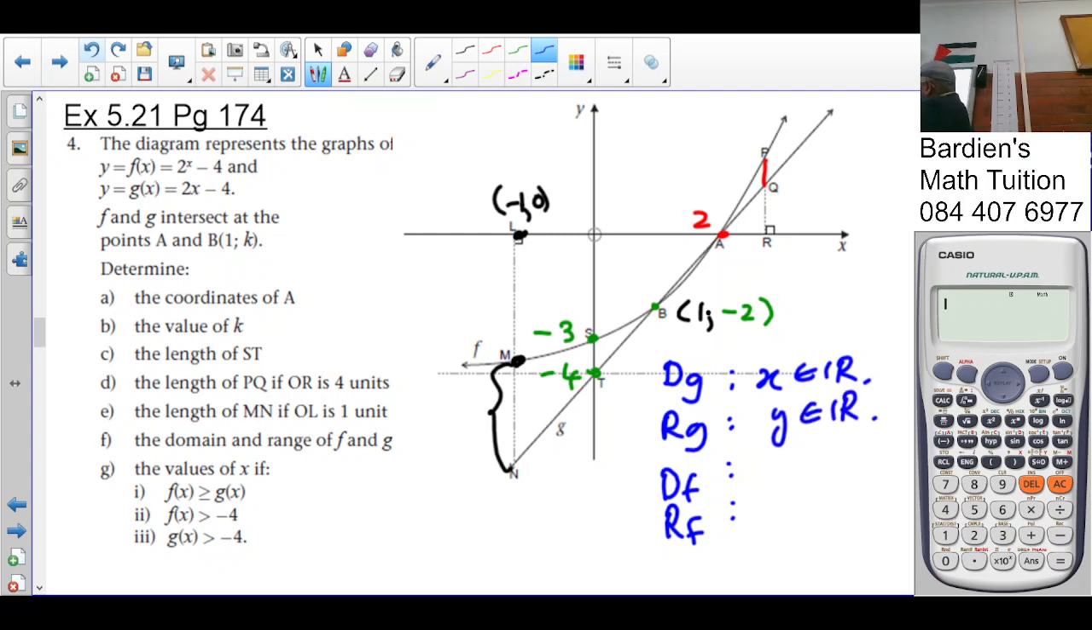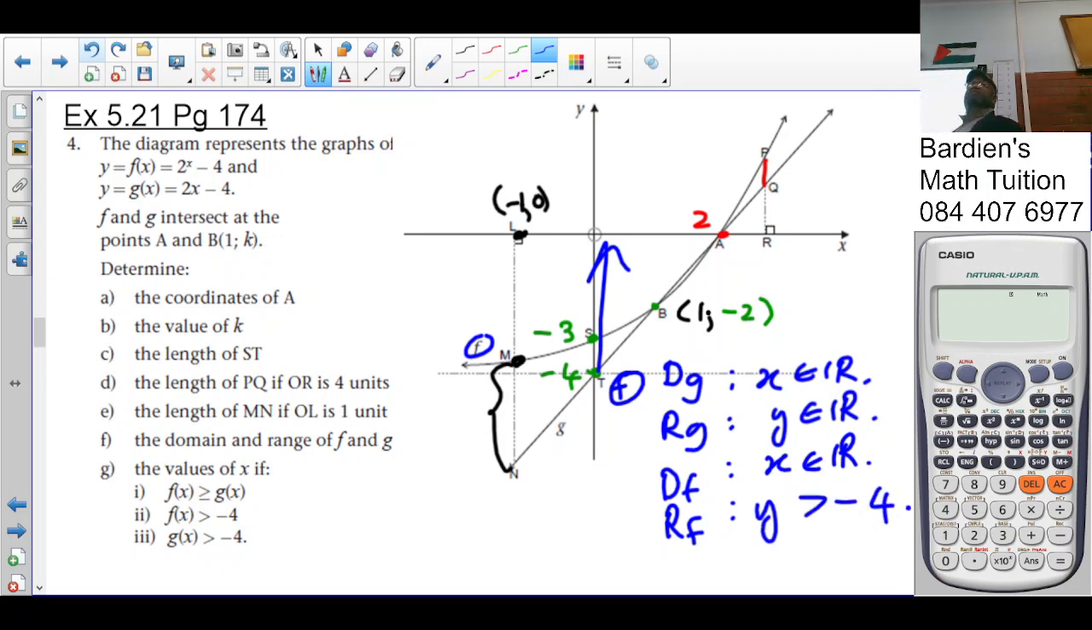Looking at the domain of F, it goes from negative infinity to positive infinity, so x is an element of all real numbers. The range of F: does F exist at negative infinity? No. Where does it start existing? Negative 4 onwards. So y must be greater than negative 4. Can it be equal to negative 4? No. Okay.